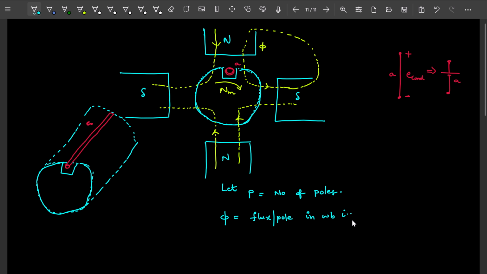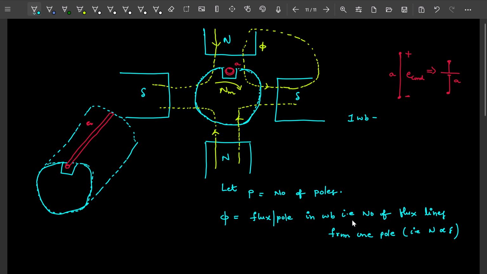That is nothing but the number of flux lines from one pole, either from a north pole or a south pole. Whatever number of flux lines come from one north pole or one south pole is nothing but phi, the number of flux lines.